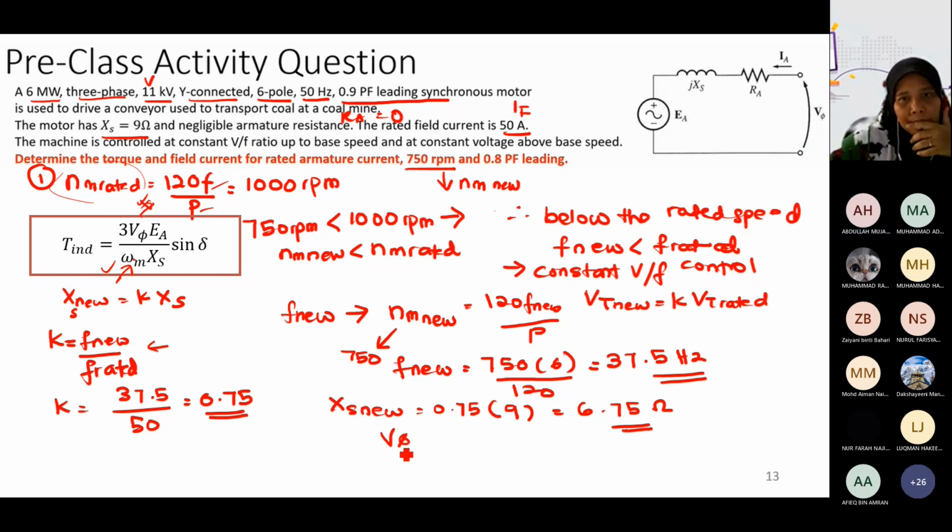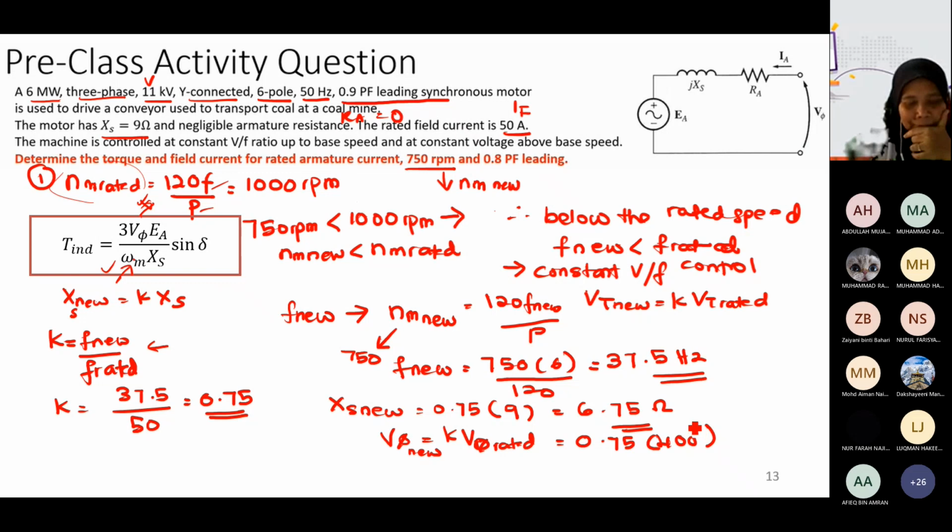V phase equal to K. V phase new equal to K V phase rated. Because this time we want V phase, so we put in terms of V phase times 400. Right? Because it's delta connected. How much? 400? It's not Y connected. Y connected, doctor. Oh, sorry. Okay, so not 400, it's 11K.